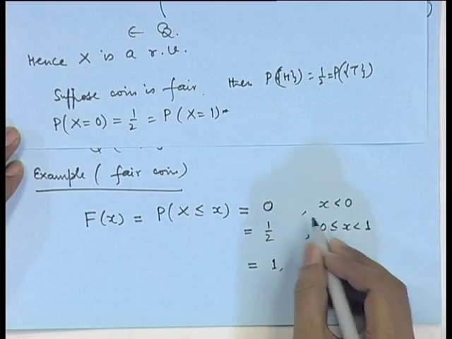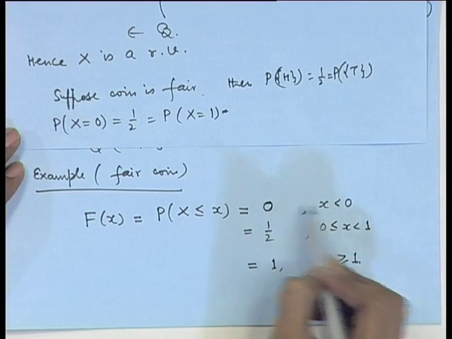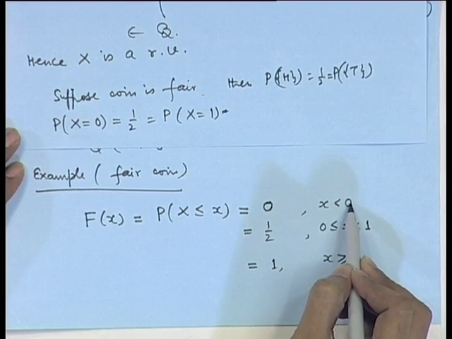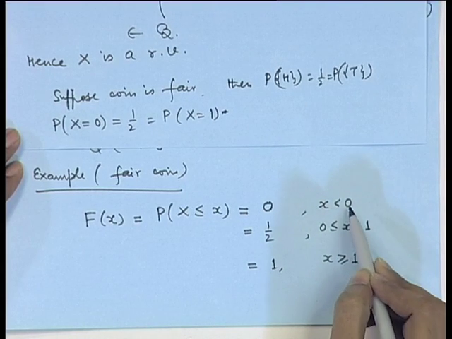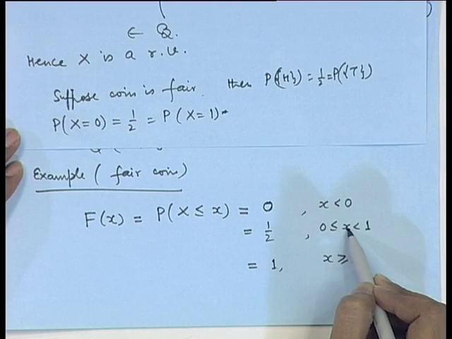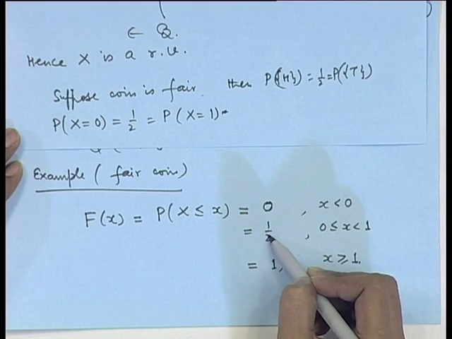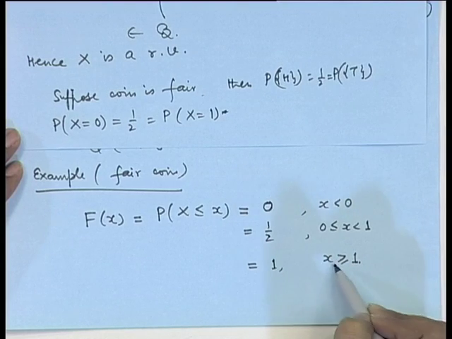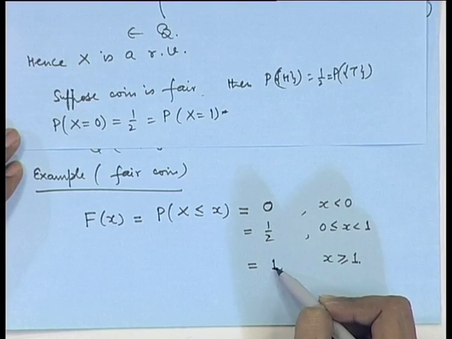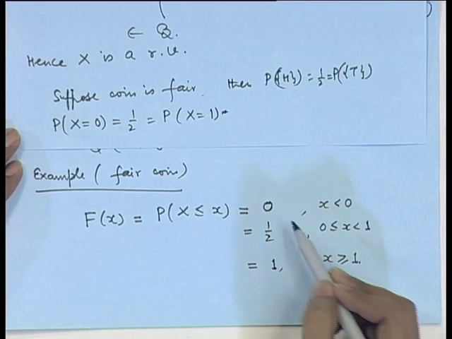So, you can see here this function is continuous on the interval minus infinity to 0, the open interval 0 to 1, and the open interval 1 to infinity. If we look at the change points, that is at x equal to 0, the right hand limit at x equal to 0 is half, and the value at x equal to 0 is half. So, it is continuous from right at 0. If we look at the right hand limit at 1, it is 1, and the value at x equal to 1 is 1, therefore, it is continuous from right at 1. At all other points, the function is strictly continuous.